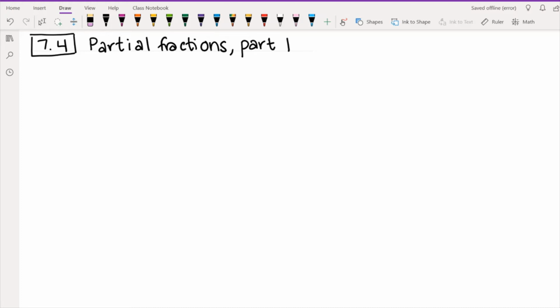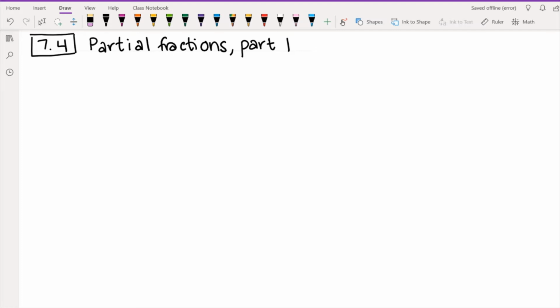Hi everyone. So in the last few videos, we've been focusing on different methods of integration. We learned about substitution, then integration by parts, then different kinds of trigonometric integrals, and then we did trigonometric substitution. And so this is kind of our last main method for evaluating integrals. So we're going to be focusing on this method called partial fractions in this video as well as the next.